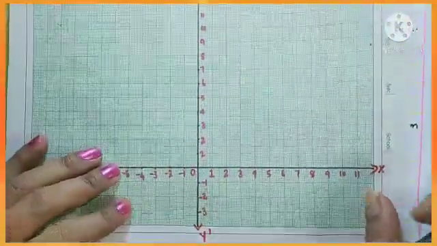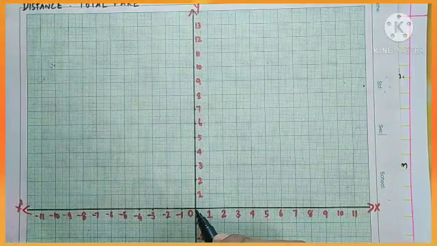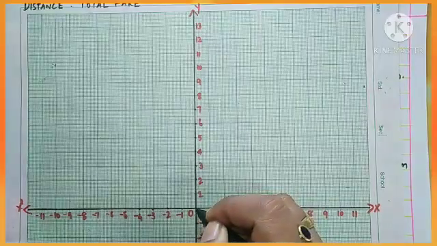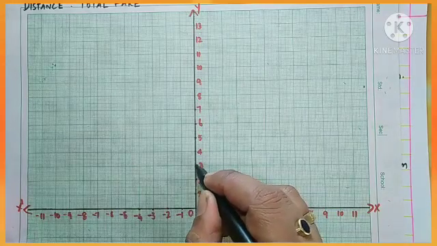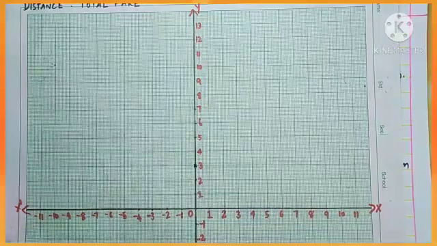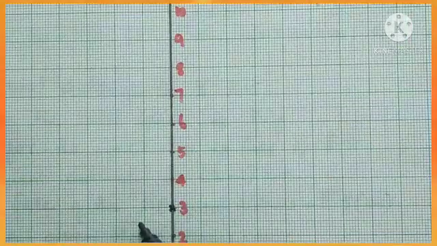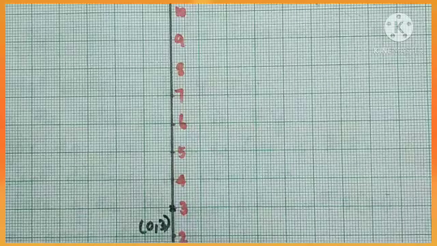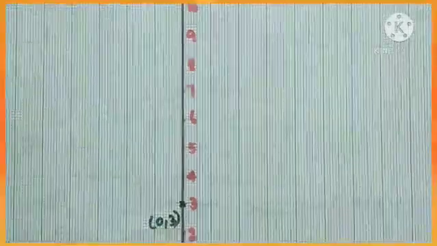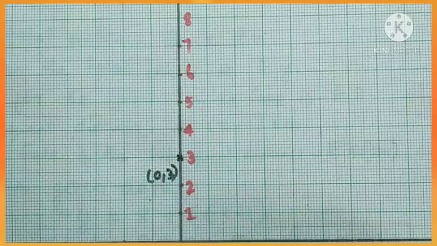Where you will plot, children? X 0 and y is 3. X 0 means it is no value, and y 3 means in y axis positive, because the x coordinate is 0, the point you want to plot in the y axis. Understood all of you? So this is our 0, 3. Because x coordinate is 0, we need to plot the point on the y axis. So 0, 3 we plotted.